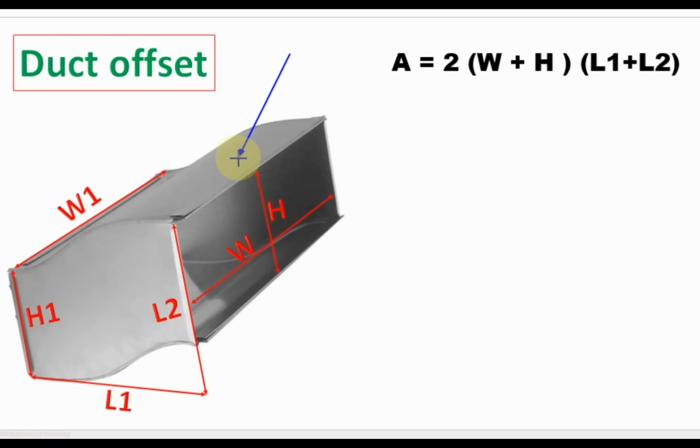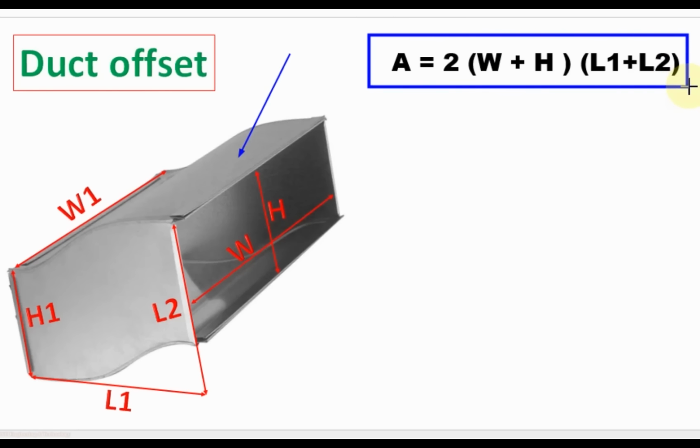It is a rectangular duct offset, and to calculate the area for a rectangular duct offset, we have the formula area equal to 2 times (width plus height) into (L1 plus L2). For all fittings, the values of width and height we consider from the largest side, and for L1 and L2 of this offset, we will draw a horizontal line from the base, and from the face also we will draw a vertical line. Then when these two lines intersect, the lower portion will be L1 and the vertical portion will be L2.